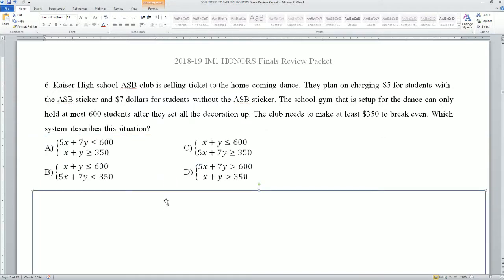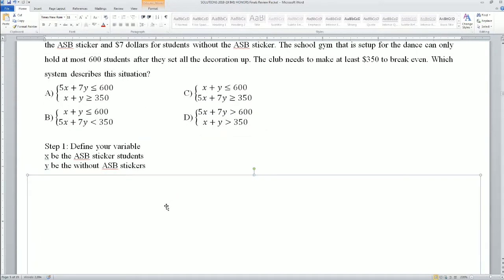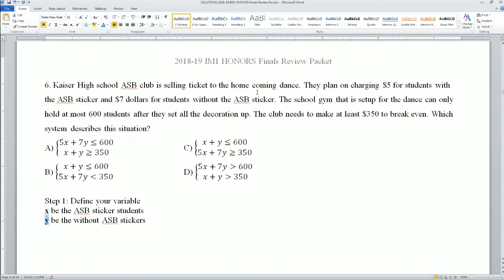We have all these here. Alright, so first of all, you have to define your variables. So I'm going to define X here as the students with the ASB stickers and Y here as the students without ASB stickers, right? Because again, everything here depends on the students that are attending. That's how you know those are the variables to define.